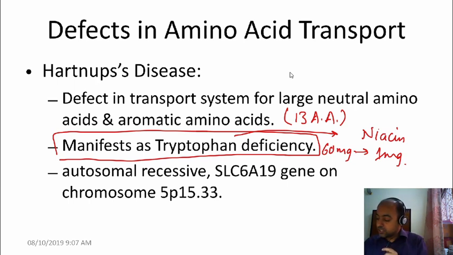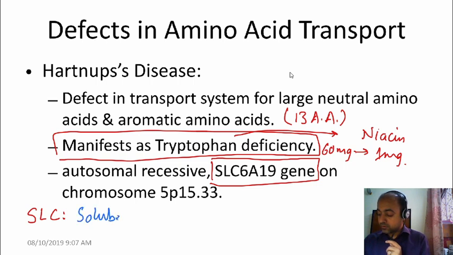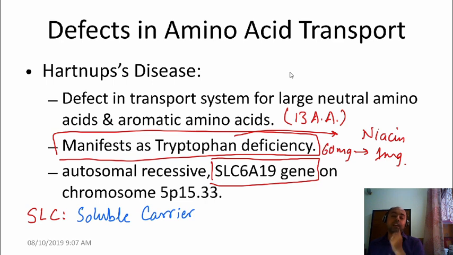The defective gene, just like in the previous disorder, is the SLC6A19. SLC belongs to a family of transporters which is known as SLC, SL for soluble and C for carrier. These are active transporters which will commonly transport the amino acids.